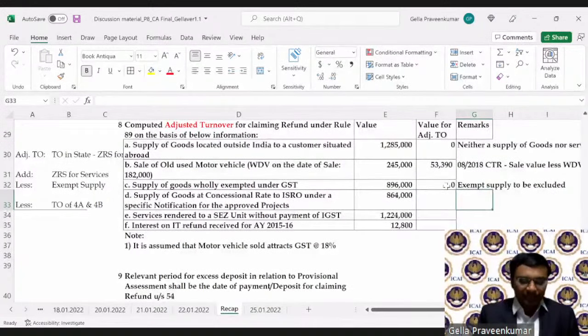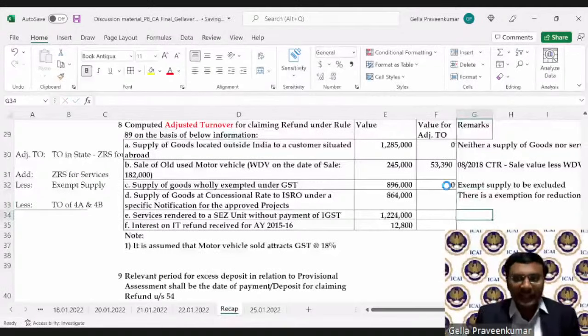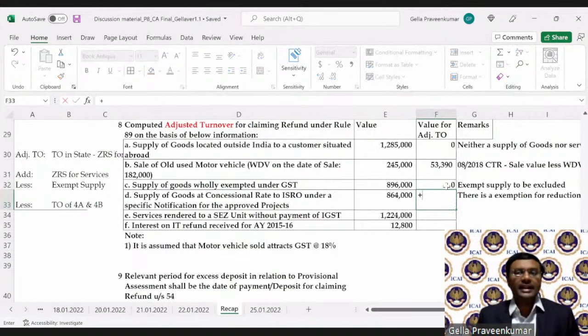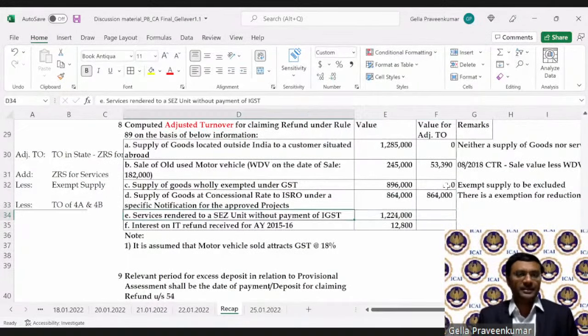So I'll say there is an exemption for reduction in rate of tax. However, it is a taxable supply. Students, don't worry, I'll share this Excel file after today's session. You can download it and verify these answers once again. So for the purpose of zero rate supply, I take that into consideration.